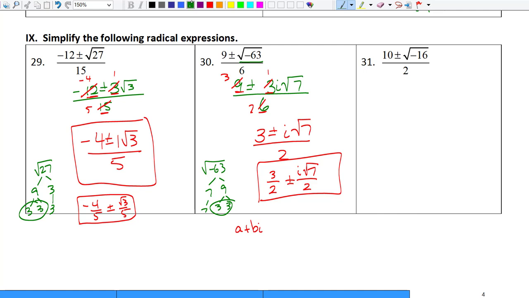All right, last problem. Root 16. Square root of 16. I know 16 in my head. The square root of 16 is 4. So that means the square root of negative 16 is 4i.